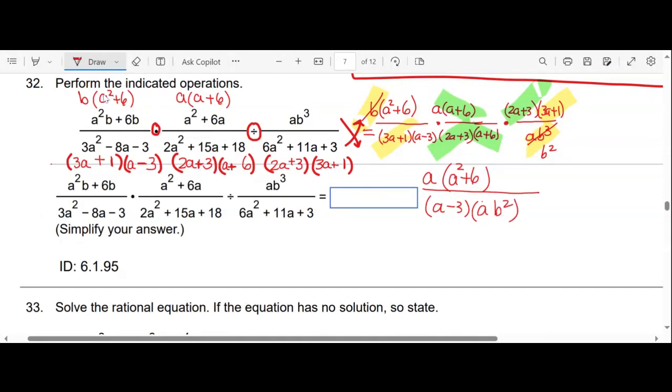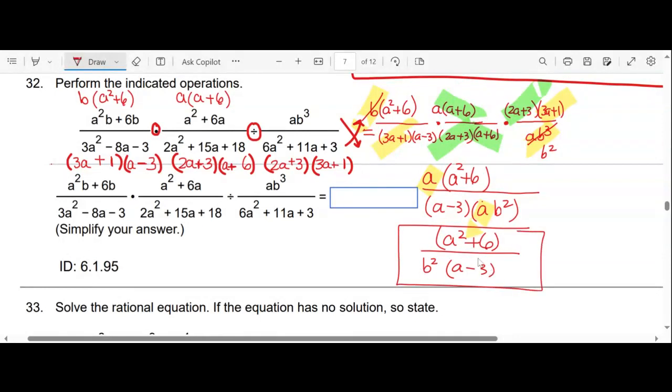Oh, we can cancel the A with the A, right? Yes, we can cancel this A with this A. So one more step is going to be A squared plus 6 over A minus 3 times what? B squared. That's your final answer.